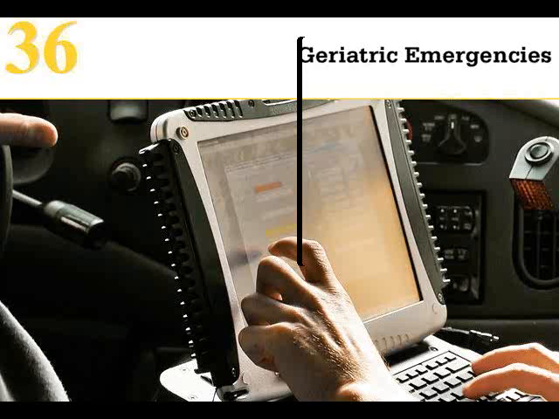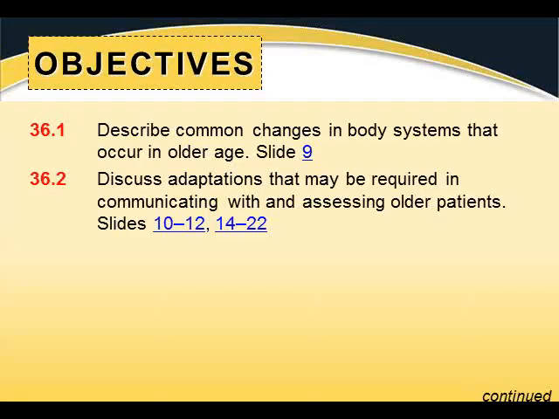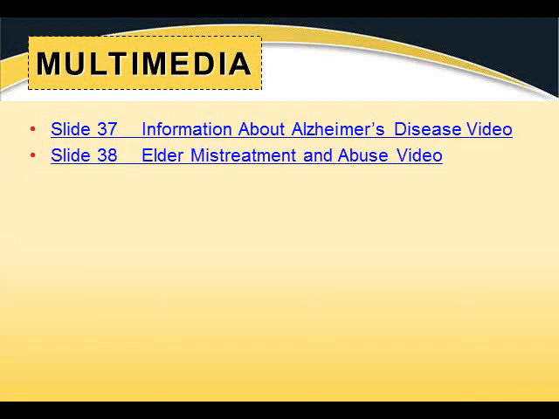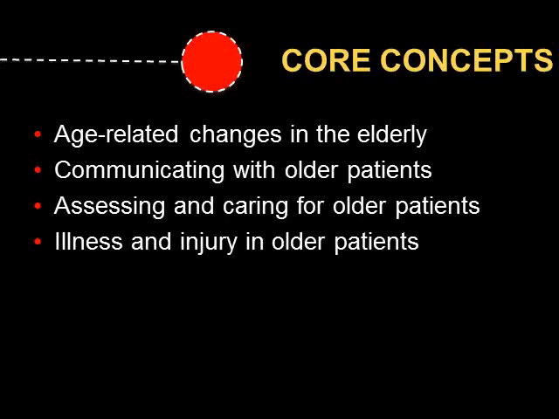There are just a certain few points that we want to retouch or make you aware of in this chapter, to make sure they're reinforced, and to show that there are some changes between your typical adult patient and your geriatrics. So there's just a couple of quick objectives in your text on 930, a couple of multimedia slides regarding Alzheimer's and elder abuse, and our core concepts are going to include looking at some of these age-related changes, communication, assessing, caring, and the illness and injury patterns that we see in the elderly.